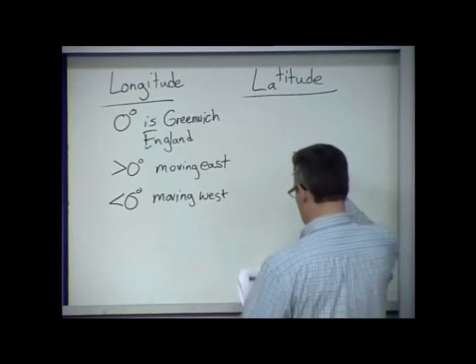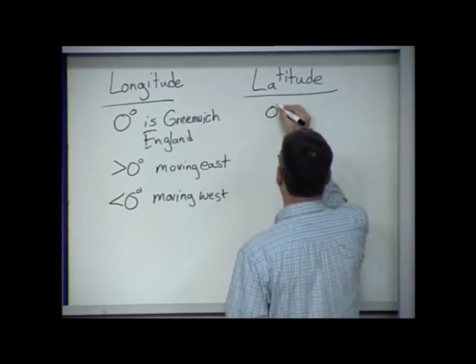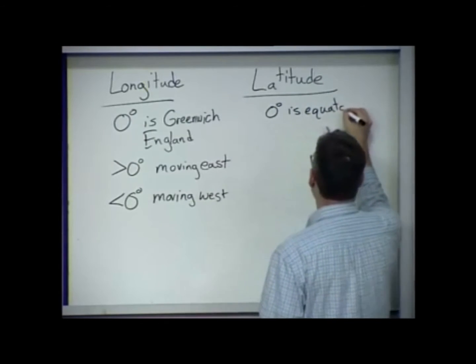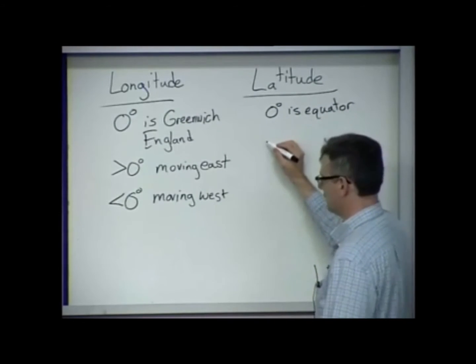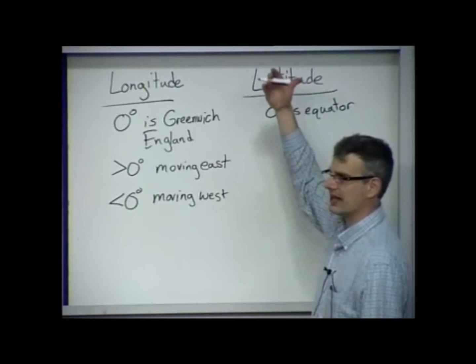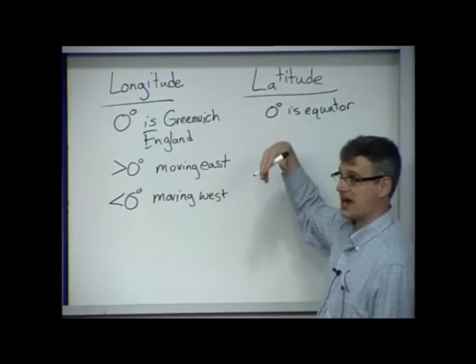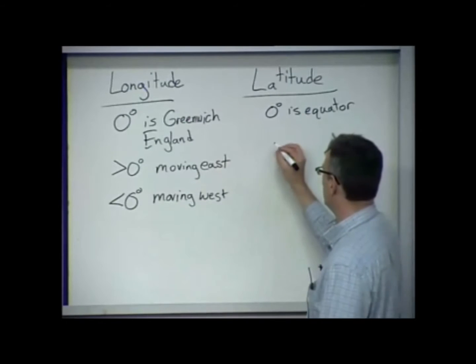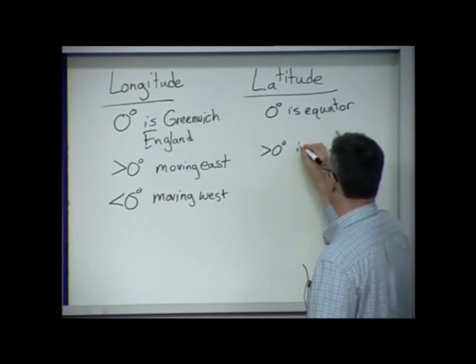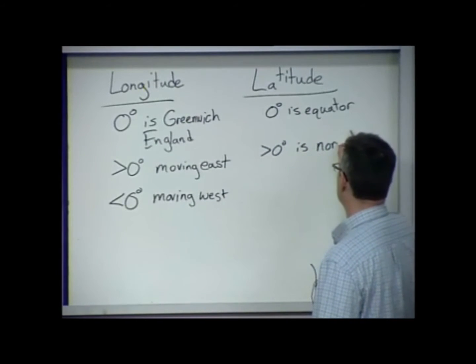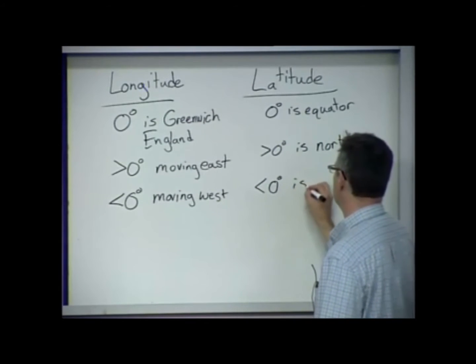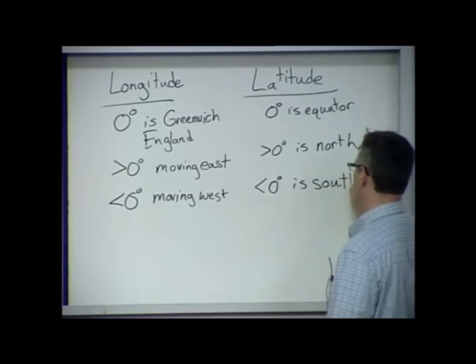So that's longitude. And latitude, of course, 0 is the equator. And if we're using raw numerical values, again, you can just use latitude north or south. But in our formulas, everything's going to be plus or minus. So greater than 0 degrees is in the northern hemisphere, and less than 0 degrees is in the southern hemisphere.